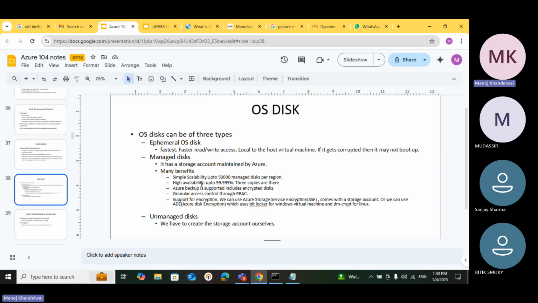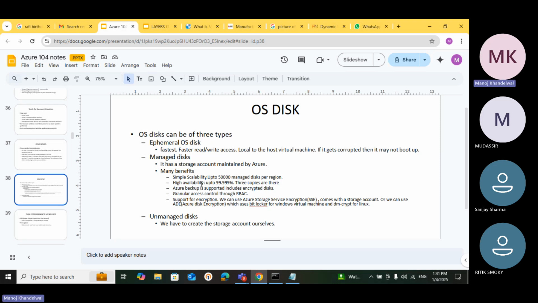And we have one more called unmanaged disk. Unmanaged disk is something which you have to manage. You have to create the storage account, you have to do everything yourself, right? But you don't want to do anything like that. So managed disk is the best option for a virtual machine. Let Azure manage this disk for your virtual machine. So it becomes easier. Correct?